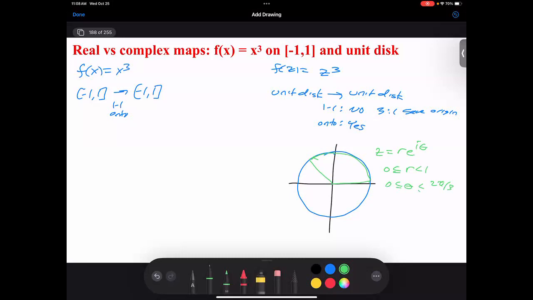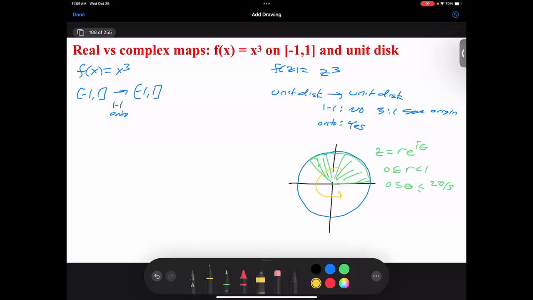And what happens when I apply my cubing function to this green region? What happens? It covers the whole thing. So this covers the whole thing. And then the next third of the circle extends and covers the whole thing. And the next extends and covers the whole thing. So when I try to look at the function, z goes to z cubed, it covers everything 3 times except for the origin.